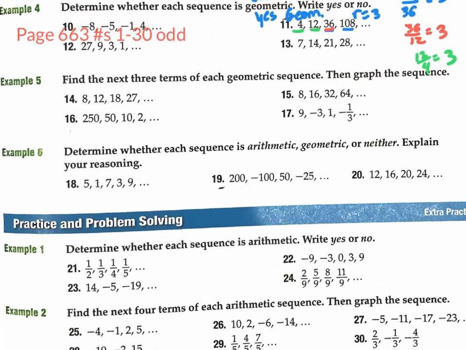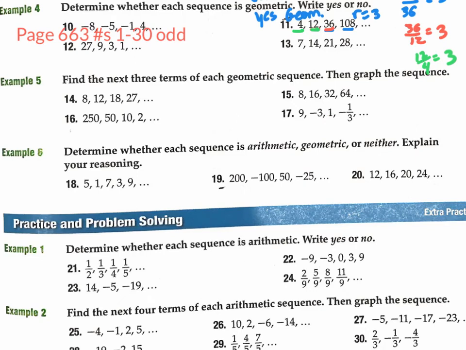Okay, so you guys could do that with number 13. And same deal here, find the next 3 terms of the geometric sequence, then graph the sequence. All right, so they're telling you it's geometric, which means that there's a common ratio, and you want to find the next 3 terms. So I'll go for the one that has positive and negatives.